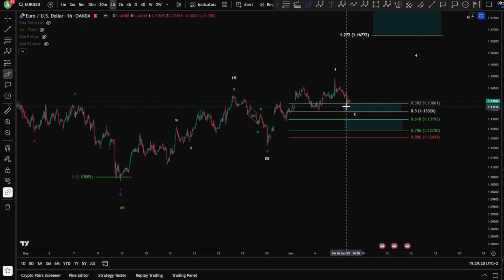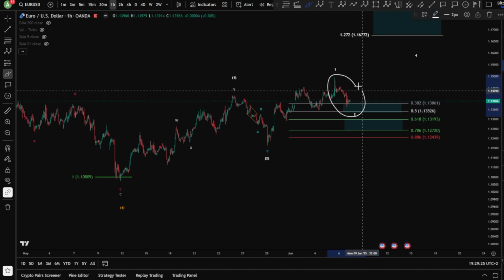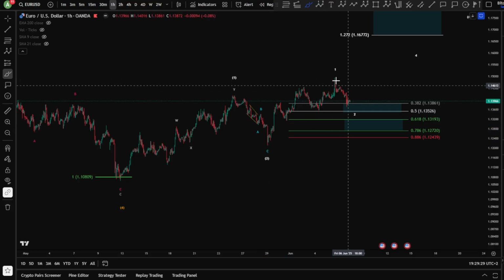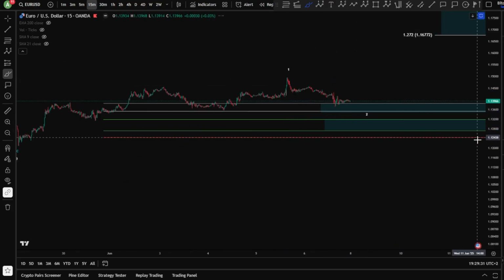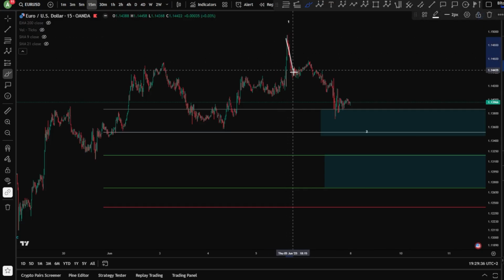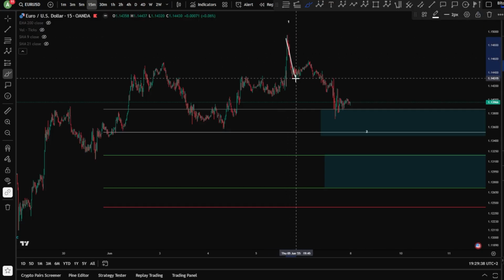I would say the euro can be ready to move higher. But we still, of course, need to see what is going on inside it after this impulse to try to figure out what the next move is here. So basically, we have an impulse here. And that means, of course, a wave 1 or a wave A as well.